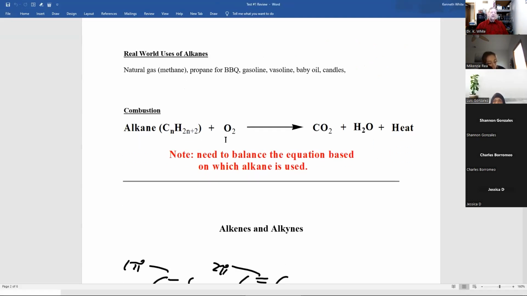All right, now you should know at least one real world use of alkanes. Hint, general knowledge, that could be methane or natural gas used for cooking. How many remember propane that you can use for your barbecue? Did anybody drive by a gas station and think about alkanes? Well, alkanes are in gasoline, they're in Vaseline and baby oil, and 50% of the weight of a candle is alkanes, longer chain alkanes.